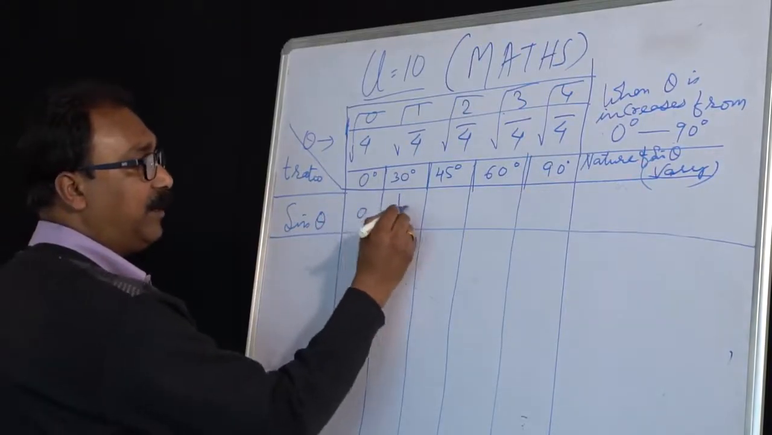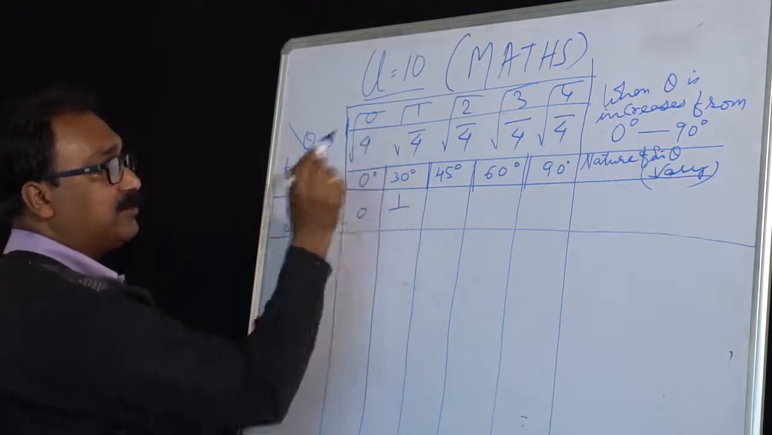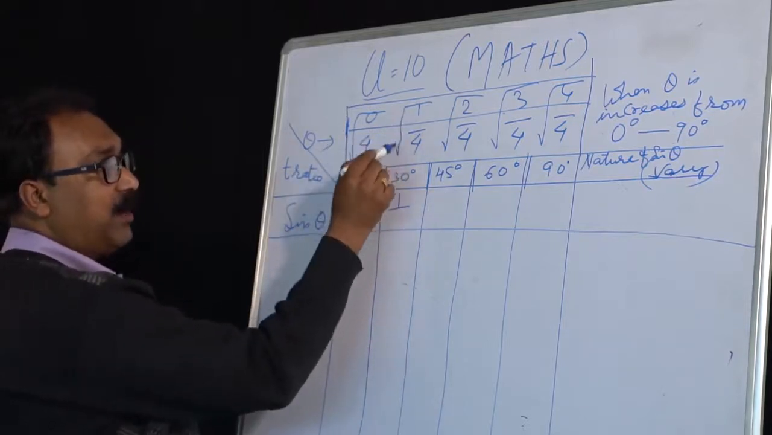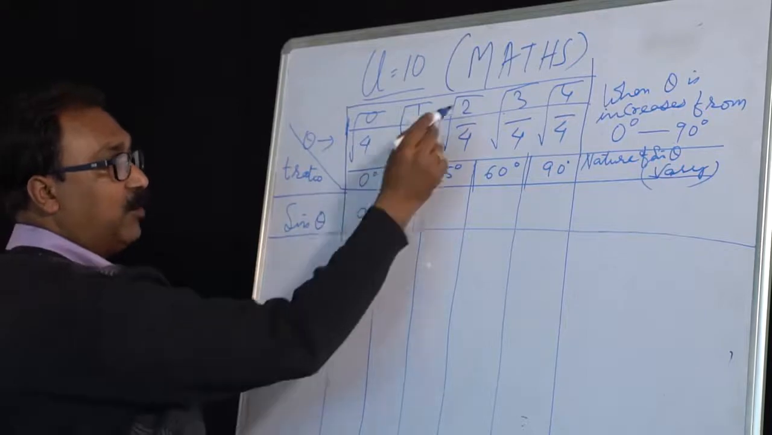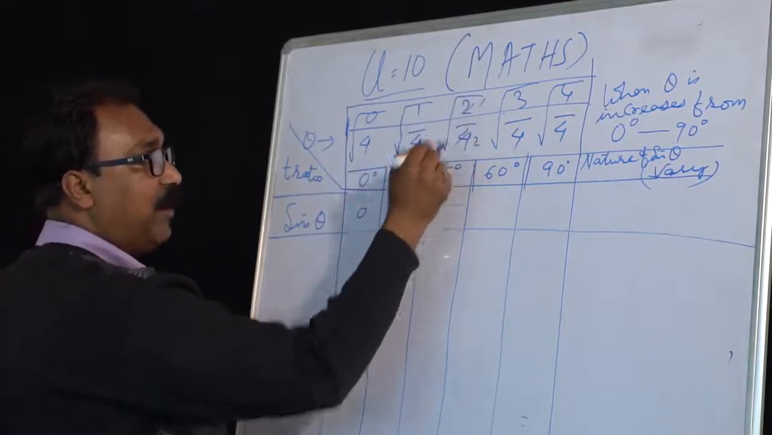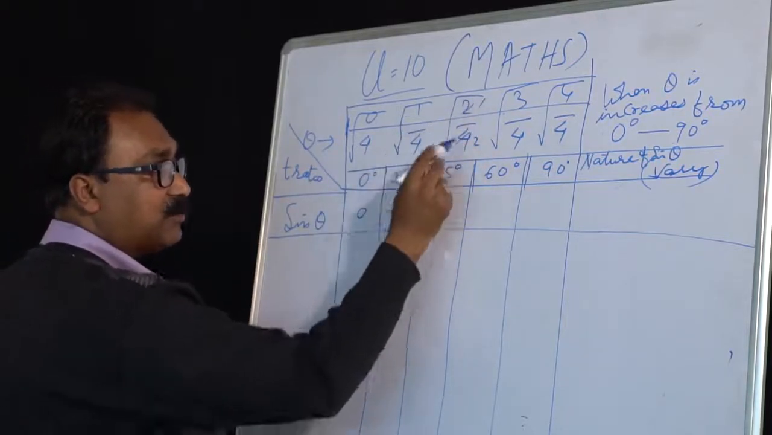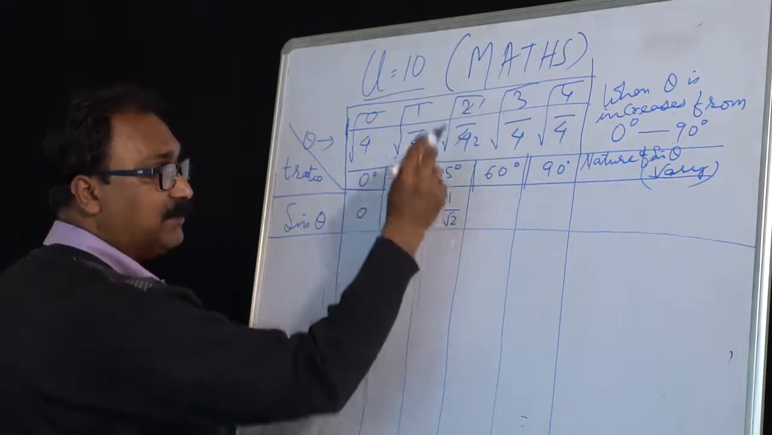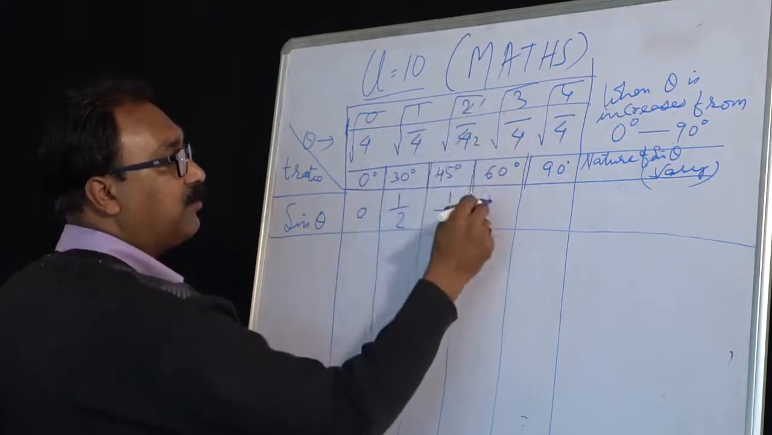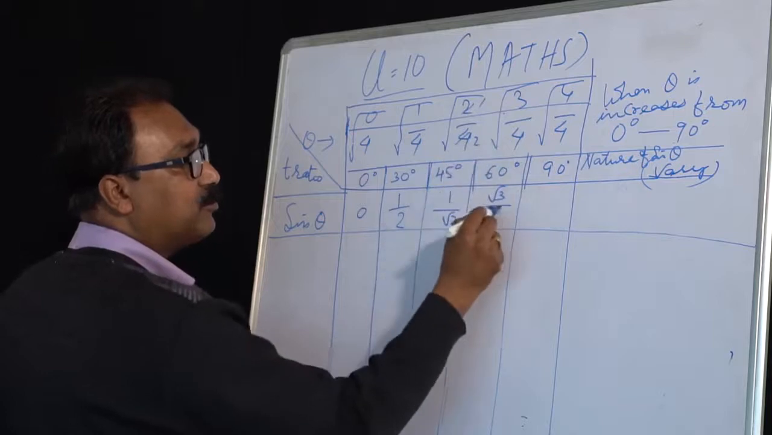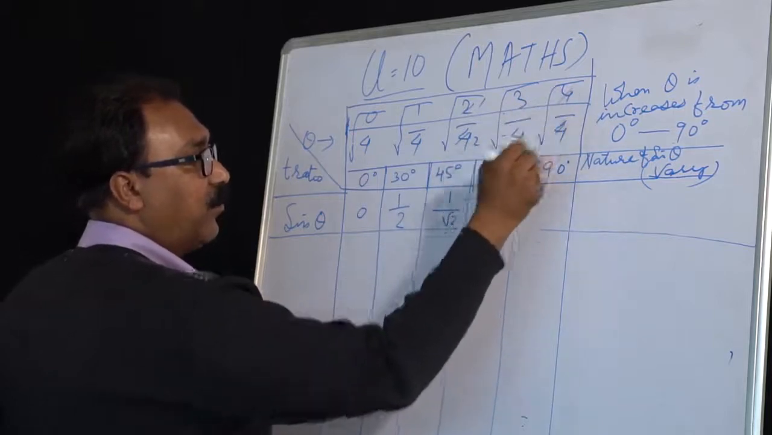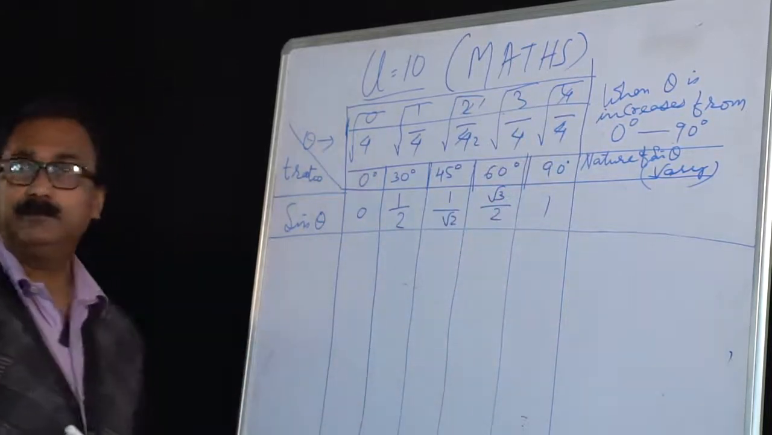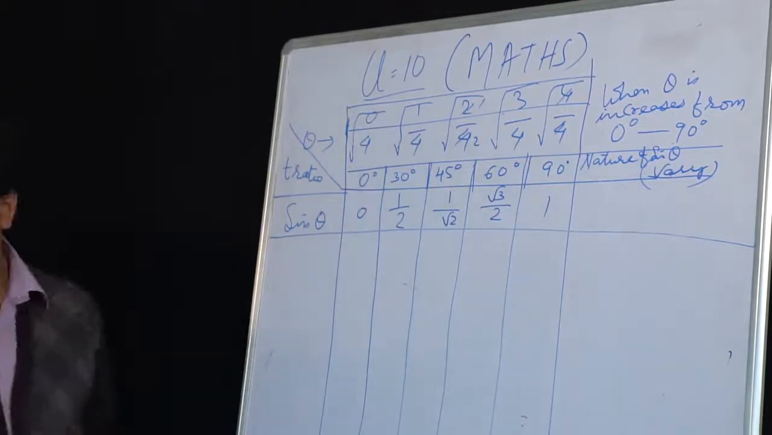Say, what I know, sin 0 is already known, 0. Sin 30, 1 by 2. How is it 1 by 2? 0 by 4 is 0. See, 1 by 4, the square root of 1 by 4 is 1 by 2. Then 2 by 4 is 1 by 2, the square root is 1 by root 2. From there you can easily find 3 by 4, the square root of root 3 by 2, because the square root of 4 is 2. And the last one is 1.